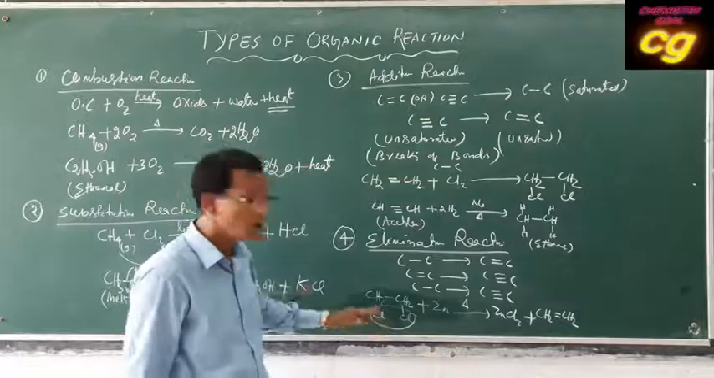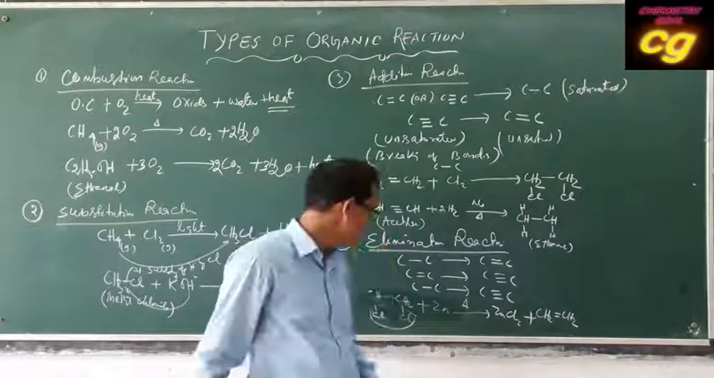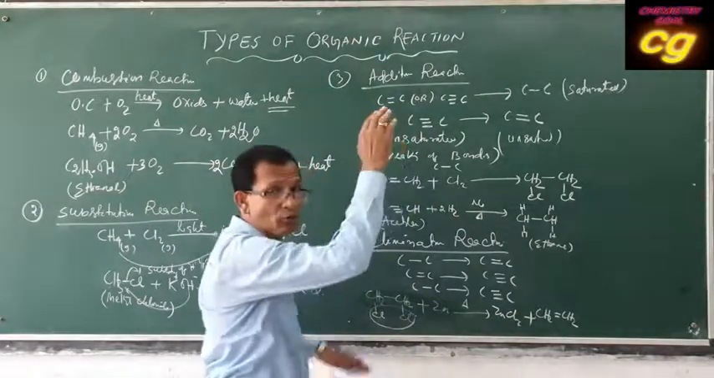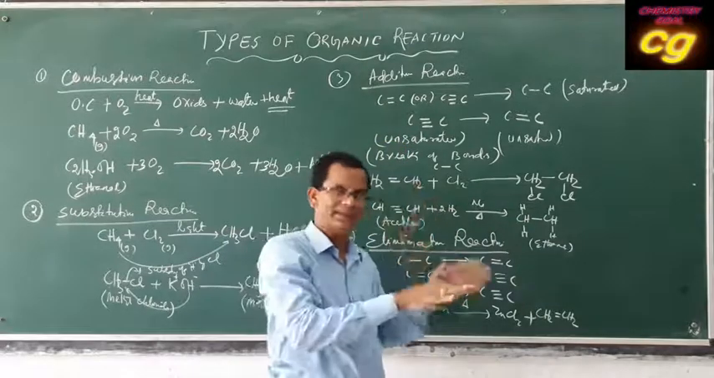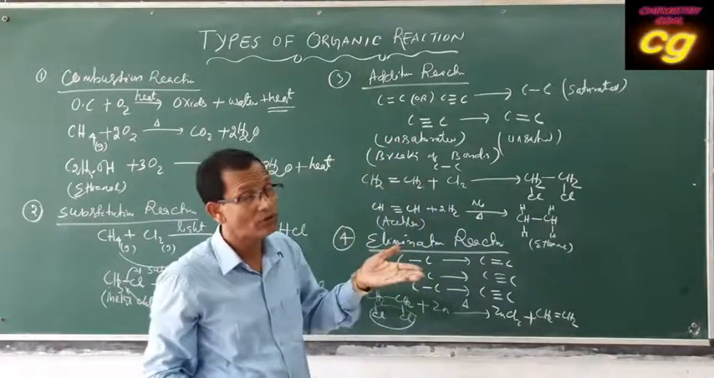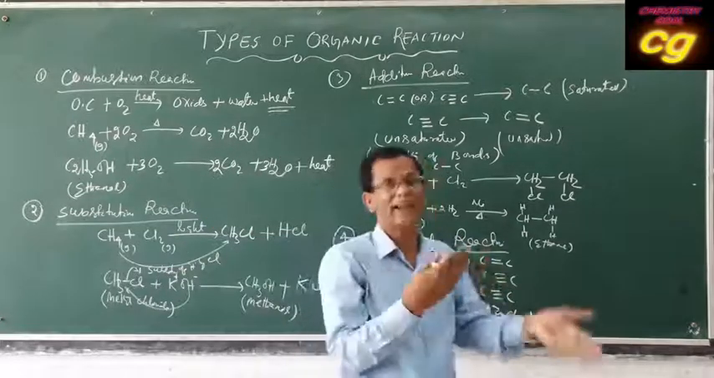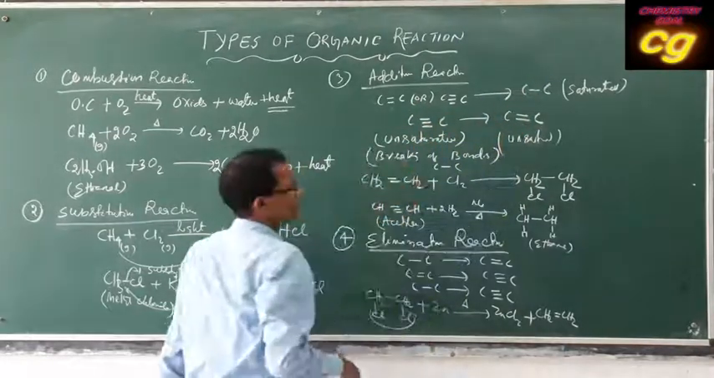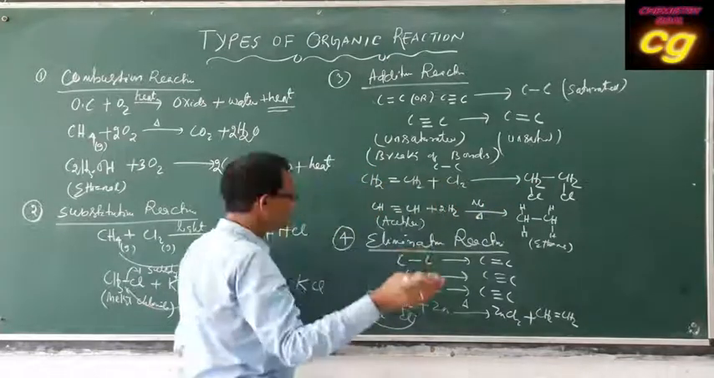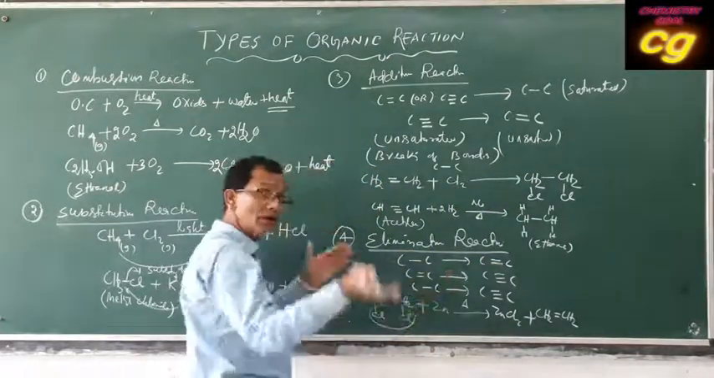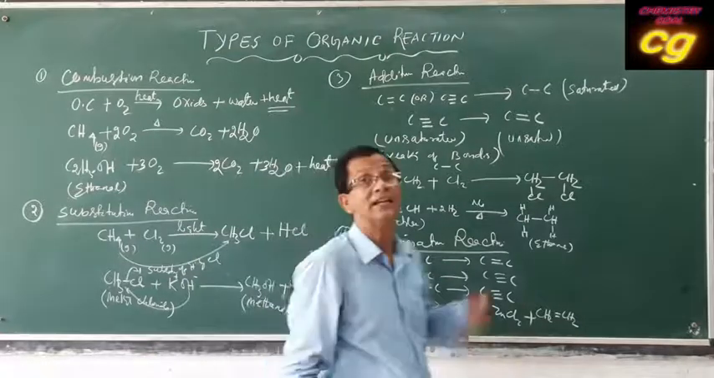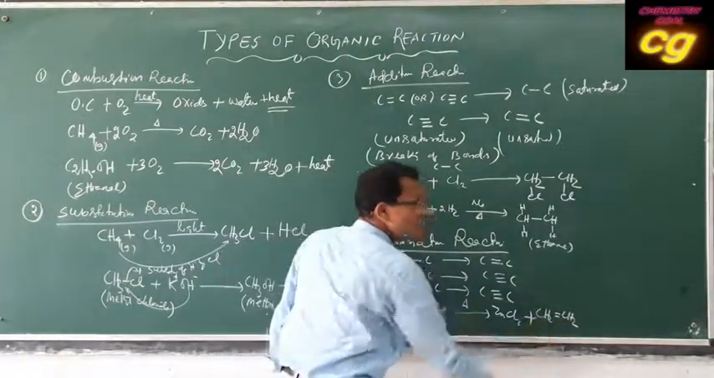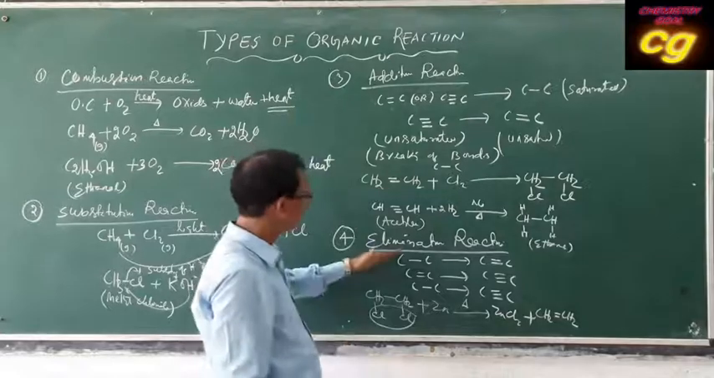Elimination reaction. Elimination means loss. Loss of atoms takes place, that is called elimination. When atoms or groups are added, that is called addition. How can you know? In addition, the bond breaks: double bond, triple bond breaking, double bond to single bond. But here, single bond to double bond, a new bond is produced. When a new bond is produced, that is elimination. Due to loss of atoms or groups, a new bond is produced. So addition and elimination are just opposite.